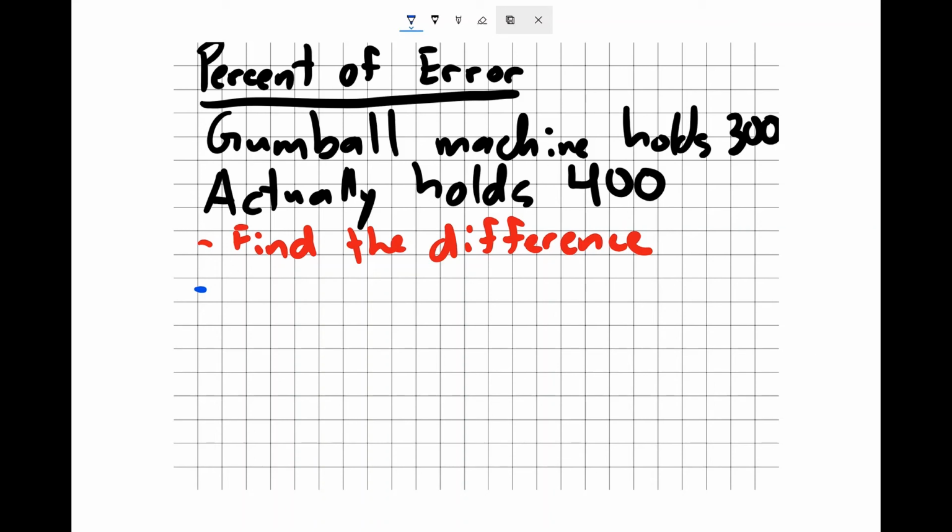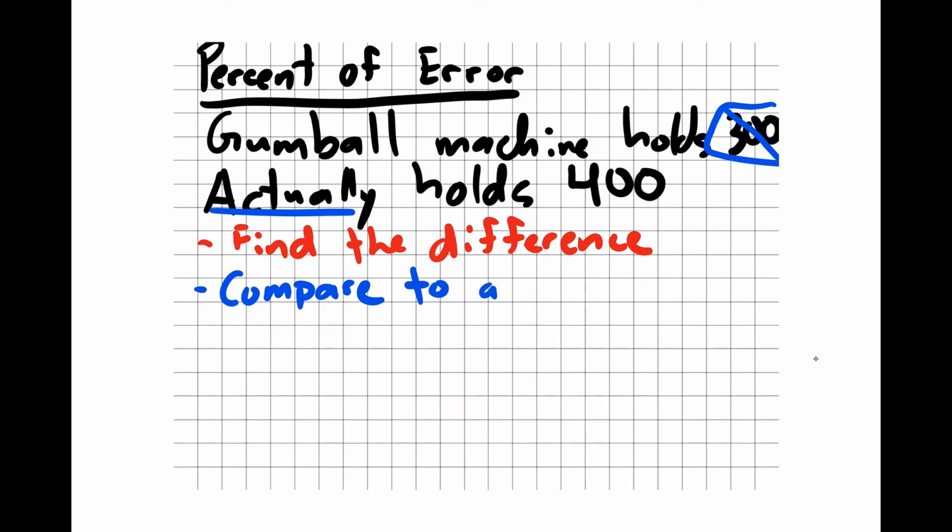Also similar, you need to compare that difference. Only this time, instead of comparing it to the first amount that was given, or to the guess or estimation, which is 300, we want to stay away from that for now. You want to compare it to the amount that is actually true, the true quantity, which in this case is 400. And after you've set up your fraction, you want to convert to a decimal and ultimately a percent, so that part is also the same.